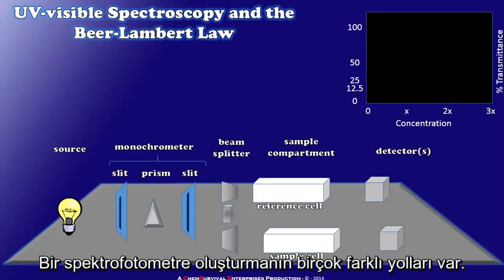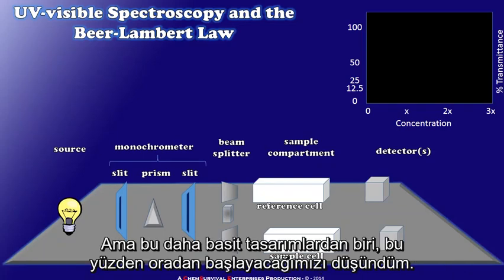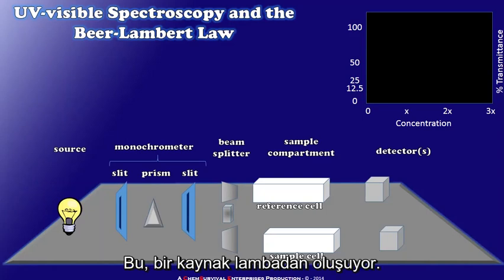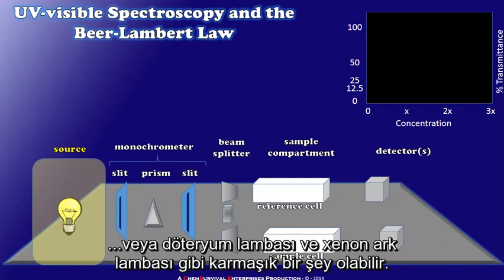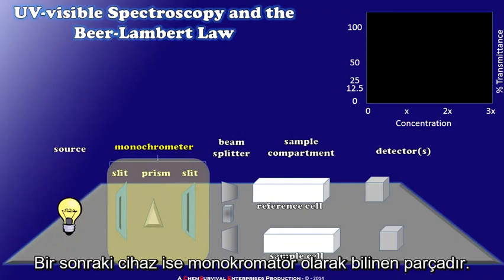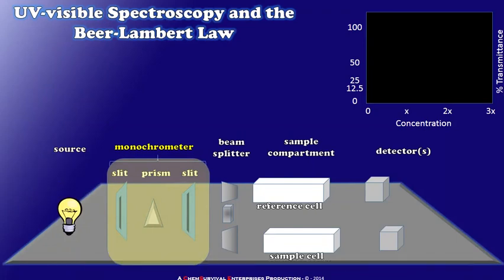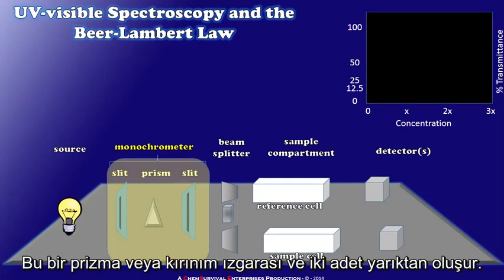Now there are many different ways to build a spectrophotometer, but this is one of the simpler designs, so I thought we'd start there. It consists of a source lamp, which is something as simple as the headlamp from a motor scooter, or more complicated like a deuterium lamp or xenon arc lamp. The next device in line is what's known as a monochromator, which is two slits which are separated by a prism or a diffraction grating.